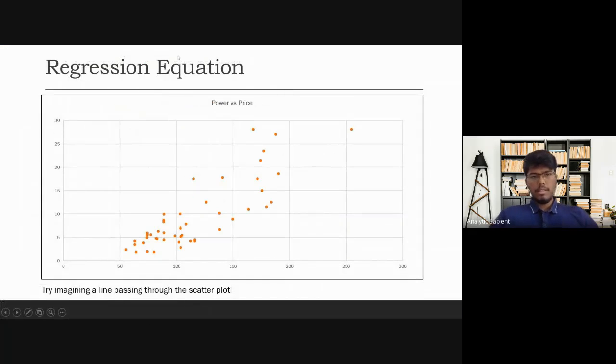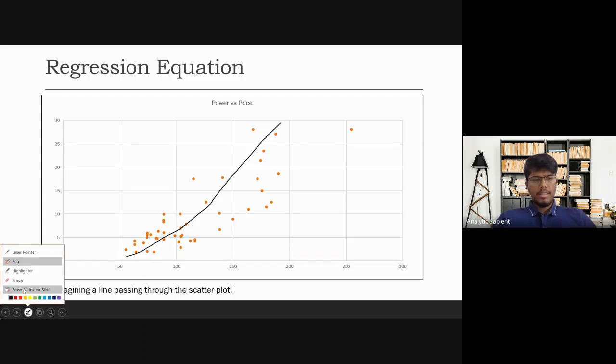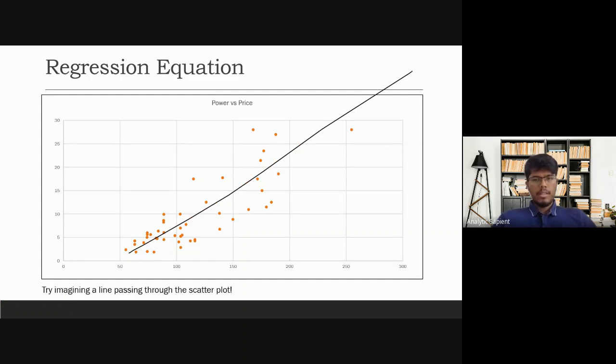Okay. This is the equation, scatter plot, right? That we just found out. Now try to imagine a line which is passing through the scatter plot. You see here, one line could be like this. It's a straight line actually. Let me draw it again. One straight line which is passing through, taking into account all the points of the data. So let's try to figure out what it is.